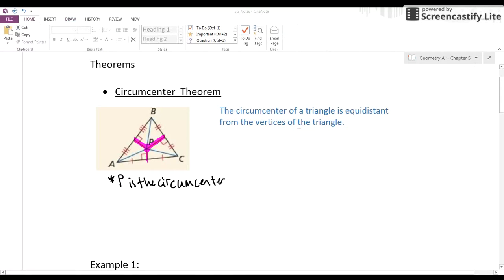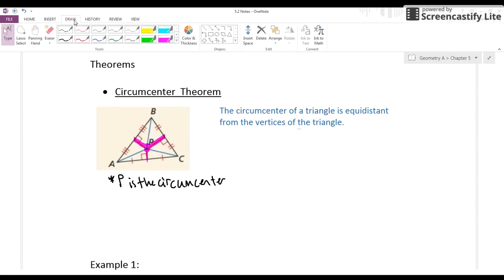All right, so our circumcenter theorem says that the circumcenter of a triangle is equidistant from the vertices of the triangle. So make sure you write that down, pause if you need to, so you can listen when you're ready. But again, the circumcenter of a triangle is equidistant from the vertices of the triangle. Those pink segments showed us where the circumcenter is. Once I have my circumcenter, I'm going to look at the distance from the circumcenter to each of the corners of the triangle.